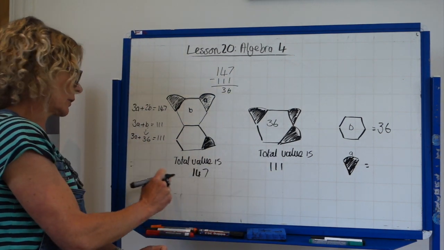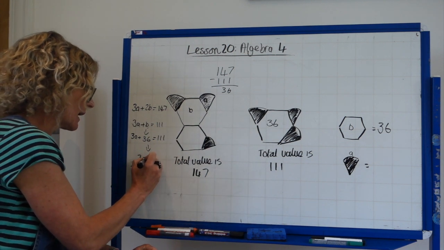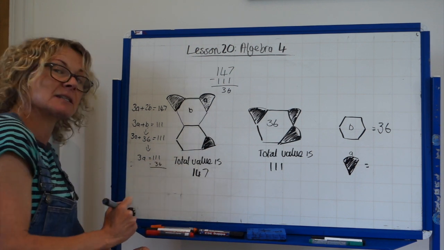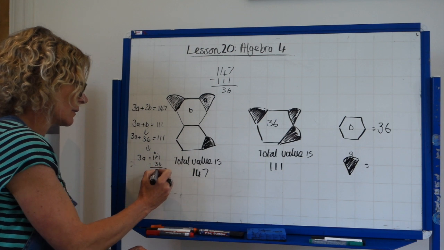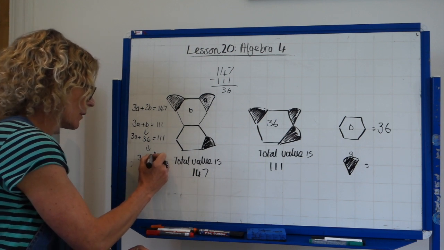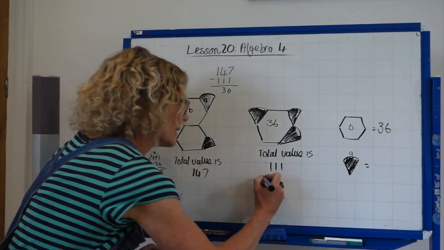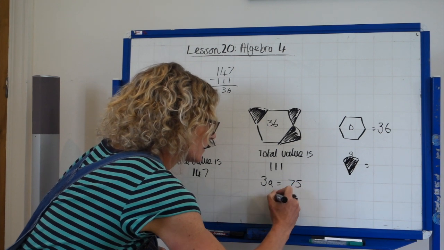So how are we going to work out what 3a is? Opposite operation. 3a is 111, take away that 36. Okay, so let's do that. 6 to 11 is 5. Borrow there. 10 take away 3 is 7. So 3a, 3 lots of that is 75.